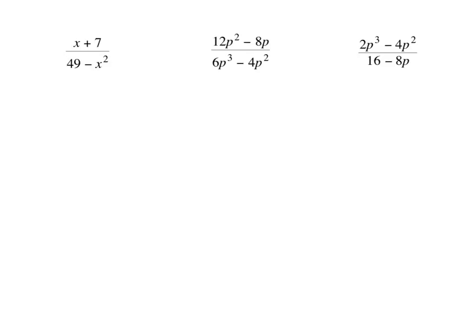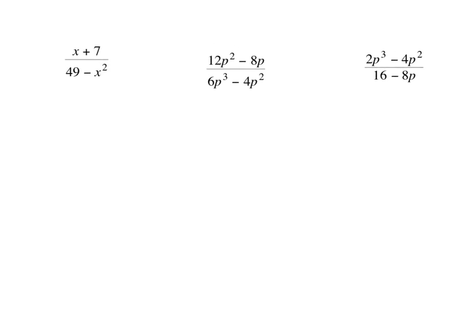Okay, so here are some that do require factoring. So this first example here, x plus 7 over 49 minus x squared. If the denominator requires factoring, you should do it before you find the non-permissible values. Here the denominator does require factoring. What type of factoring is that? Yeah, the difference of squares. So instead of 49 minus x squared, I can write what?